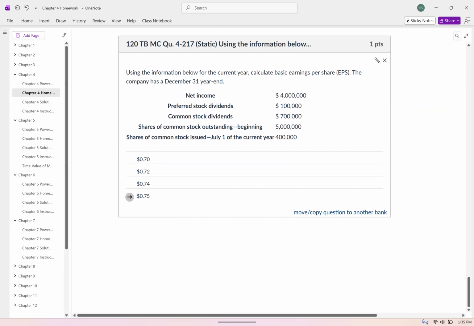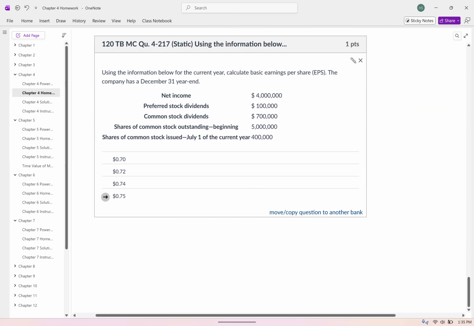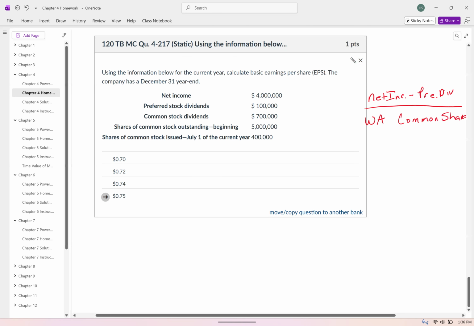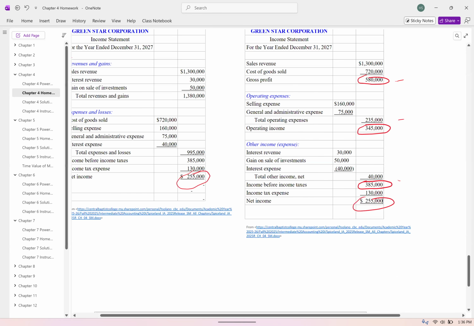calculate basic earnings per share here, which you're going to have to do with that income statement problem. Okay. What is the formula for earnings per share? You should know this. It's a very common one. It's one you'd have to memorize for the CPA exam. So you would start with net income. We are going to subtract any preferred dividends, and we're going to divide that by the weighted average common shares.